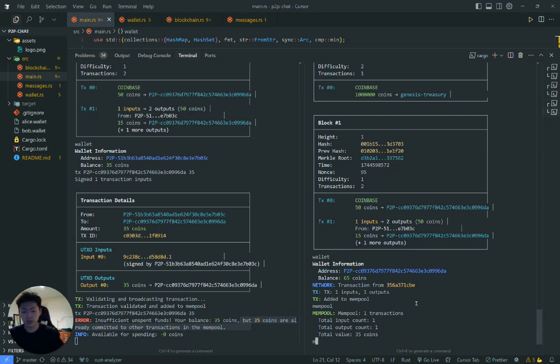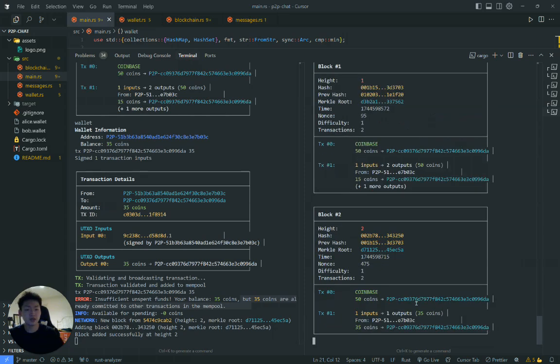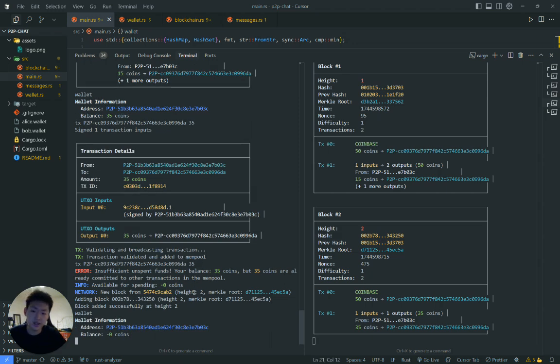We can go ahead and mine the transaction and look at the chain again. If we look at the wallet balance, it should be finalized, and that is correct. So this is our very, very simplified product of a Bitcoin-like blockchain, and I hope you guys enjoyed it.